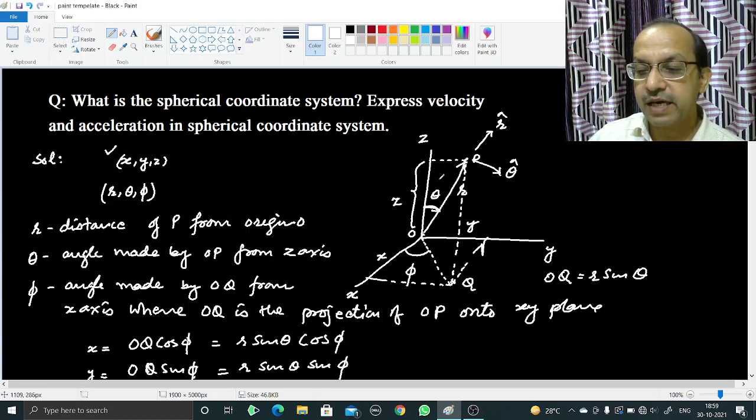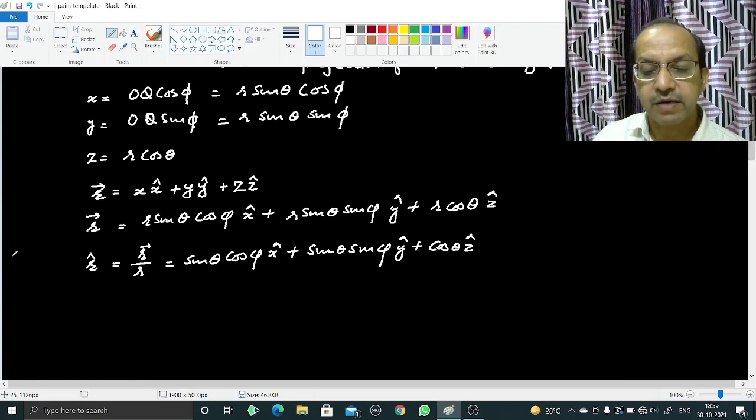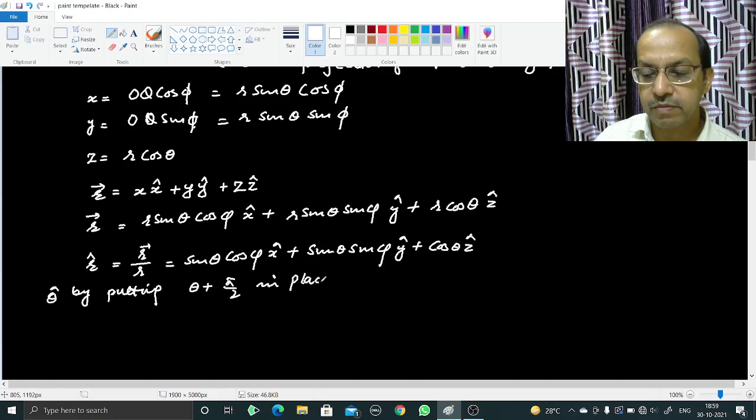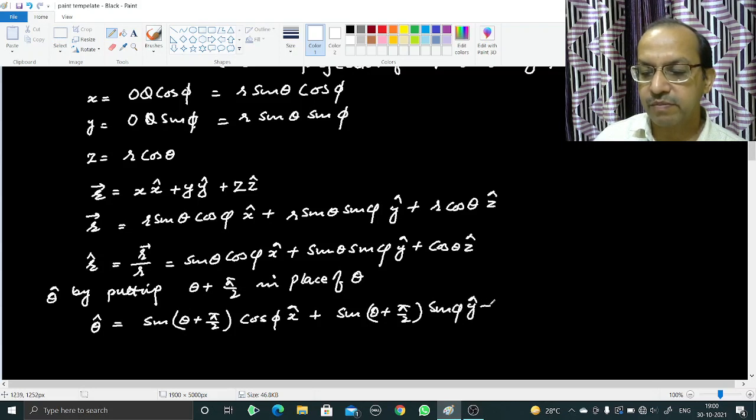So the r cap is making an angle theta with the z-axis. That means theta cap will be making an angle with the z-axis of theta plus pi by 2. So we can obtain theta cap by putting theta plus pi by 2 in place of theta. So theta cap equal to how much? Sine of theta plus pi by 2 cos phi x cap plus sine of theta plus pi by 2 sine phi y cap plus cos of theta plus pi by 2 z cap.